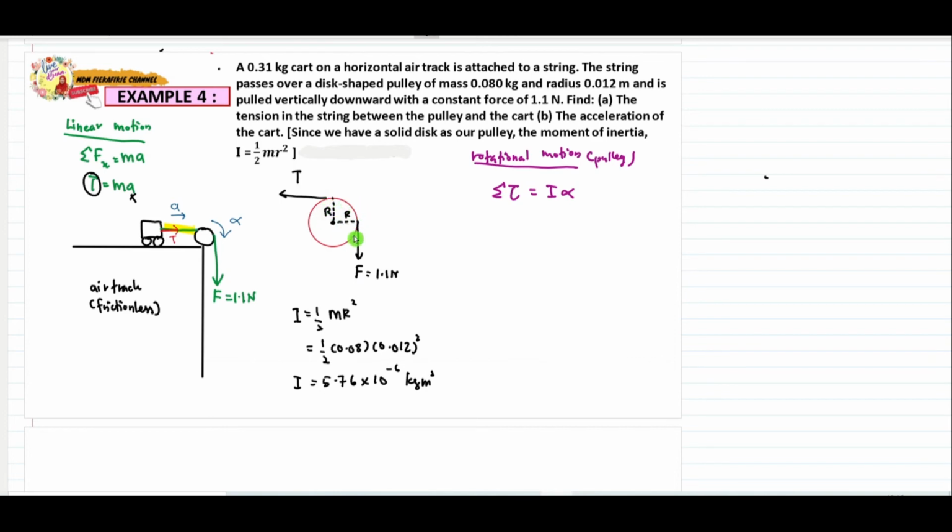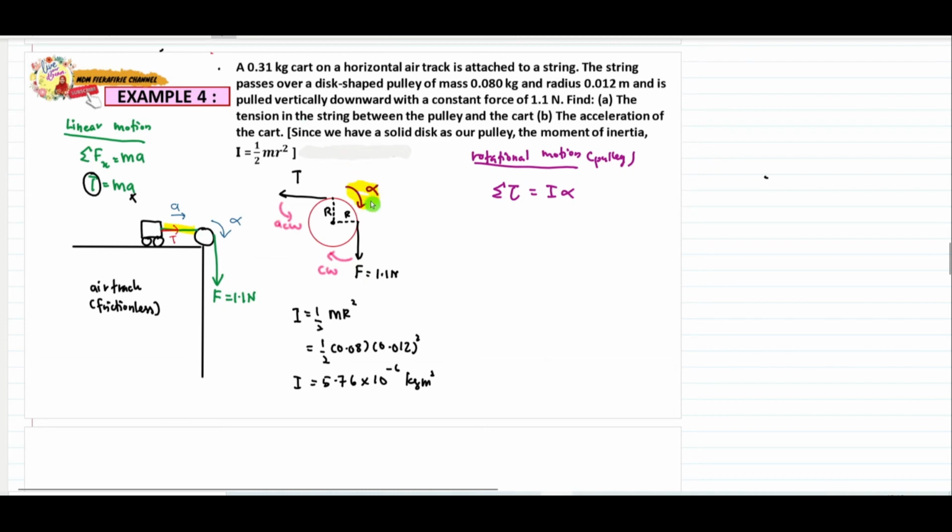So we have two forces exerted on the pulley. The first one is external force, 1.1 Newton. Second is torque. Since the pulley will rotate in this direction, if we draw, the direction of torque for tension T is anti-clockwise, and the direction of the torque from the external force should be clockwise. So between the torque due to the tension and the torque due to the force F, which one will be positive and which one negative?